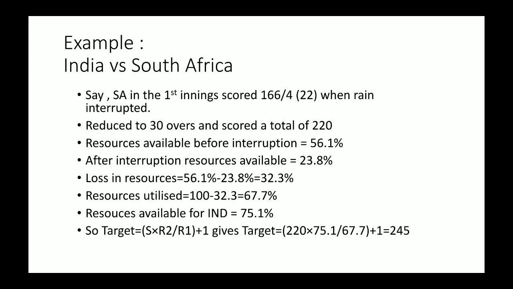So over here, it is 220 times 75.1 over 67.7 plus 1. This will give us an approximate answer, that is 245. So the revised target for India is 245 in 30 overs.